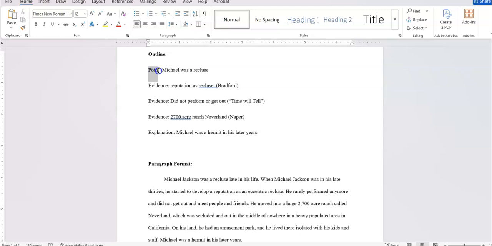So we're going to have a point or a claim, whichever you want to call that. We'll have evidence that backs that up, and then we'll have our explanation to cap each of those paragraphs off. All the paragraphs will be the same in the body paragraphs. So each one needs to follow this exact format to get you through the entire essay. Let's say, for example, that your first point is that Michael was a recluse.